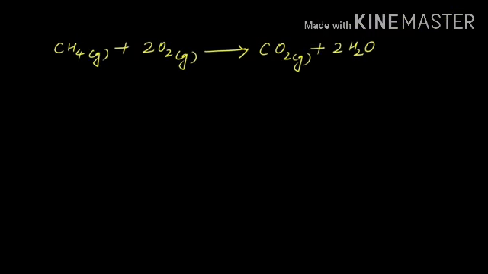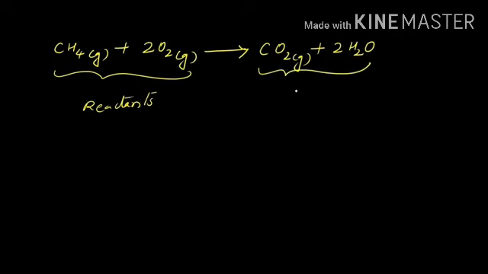Let us look at an example. CH4 plus oxygen, methane plus oxygen gives carbon dioxide and water. Okay, check whether it is balanced. Right, it is a balanced chemical equation. You know that the left side we call the reactants. Which are the reactants present over here? Methane and oxygen. And the products are carbon dioxide and water. So it is a balanced chemical equation.